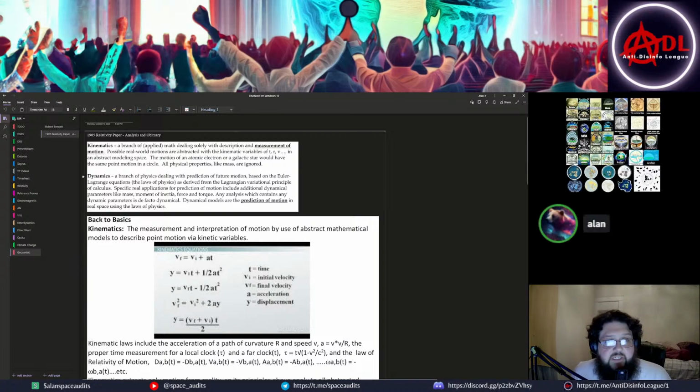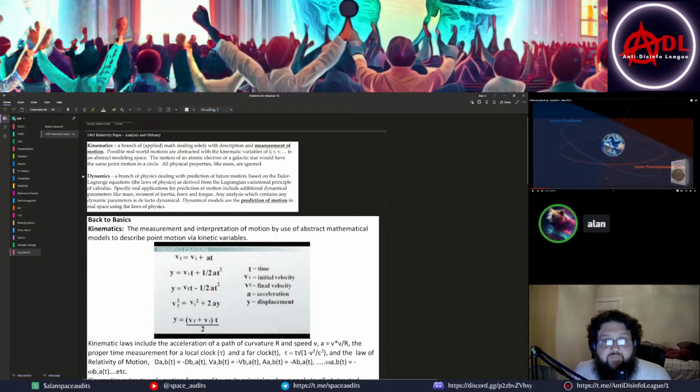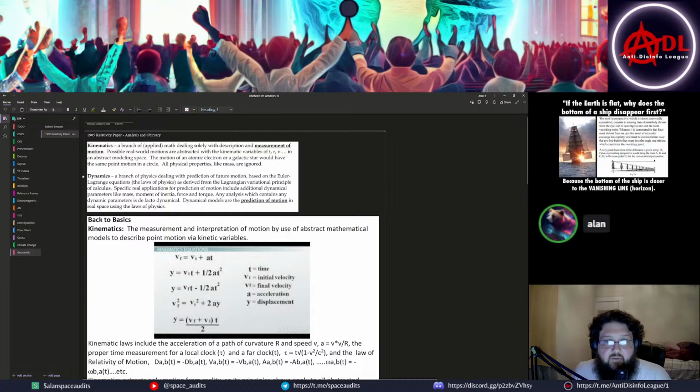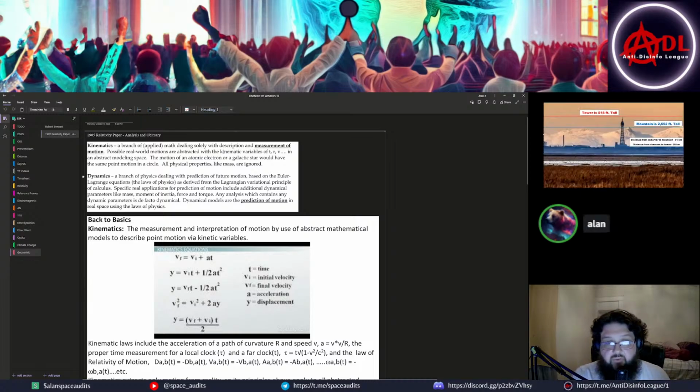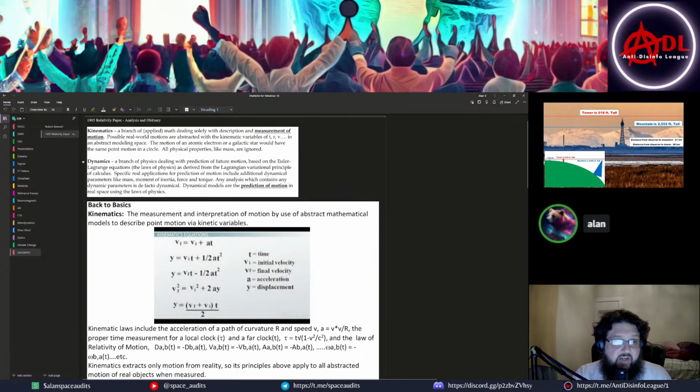So kinematics: a branch of applied math dealing solely with the description and measurements of motion. Possible real-world motions are abstracted with kinematic variables, and he goes over the variables here. In abstract modeling of space, the motion of an atomic electron or a galactic star would be the same point motion in a circle. All physical properties like mass are ignored, right? So they come up with their own things to describe the motion in the system, and based on that they try to make predictions. And then we're going to get into the distinction of dynamics.